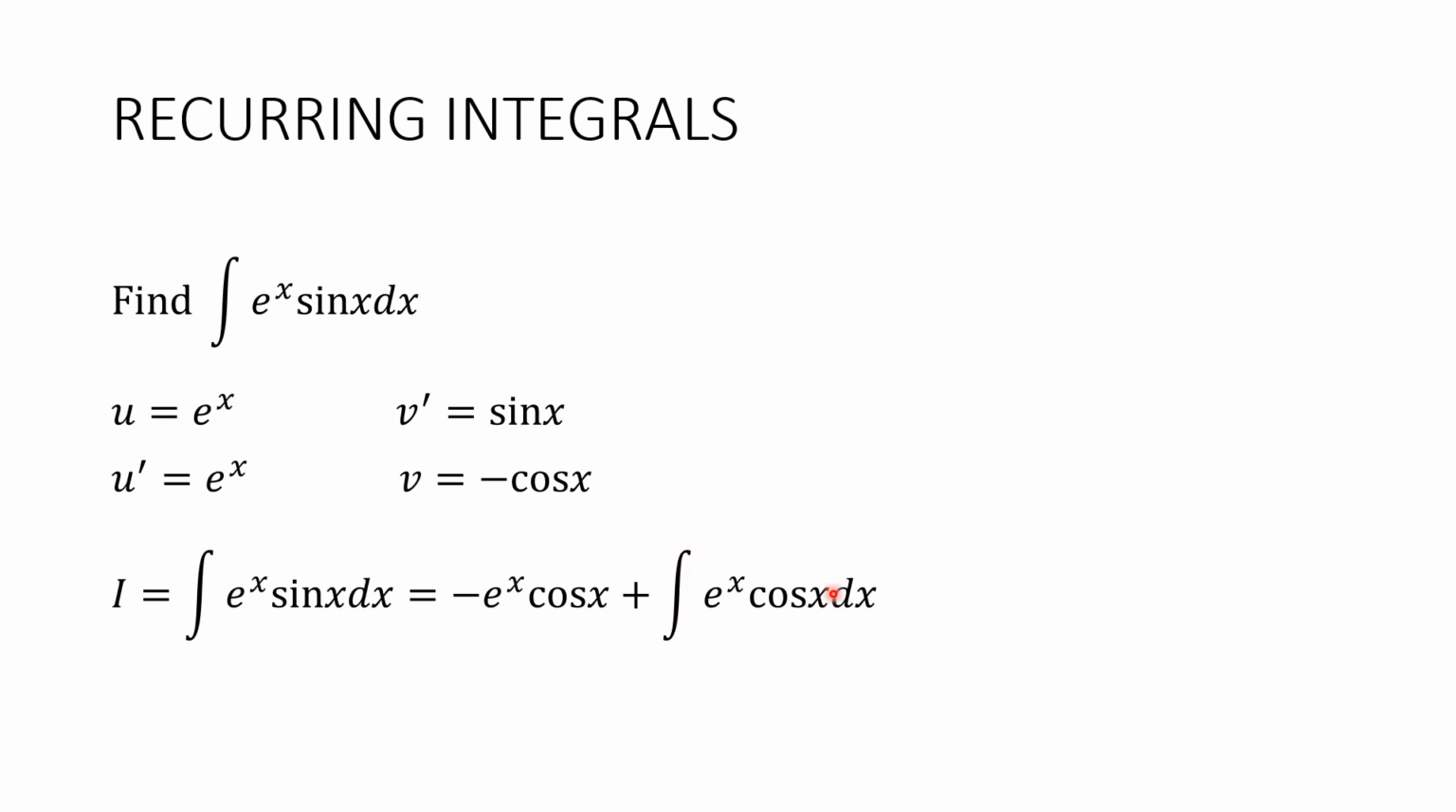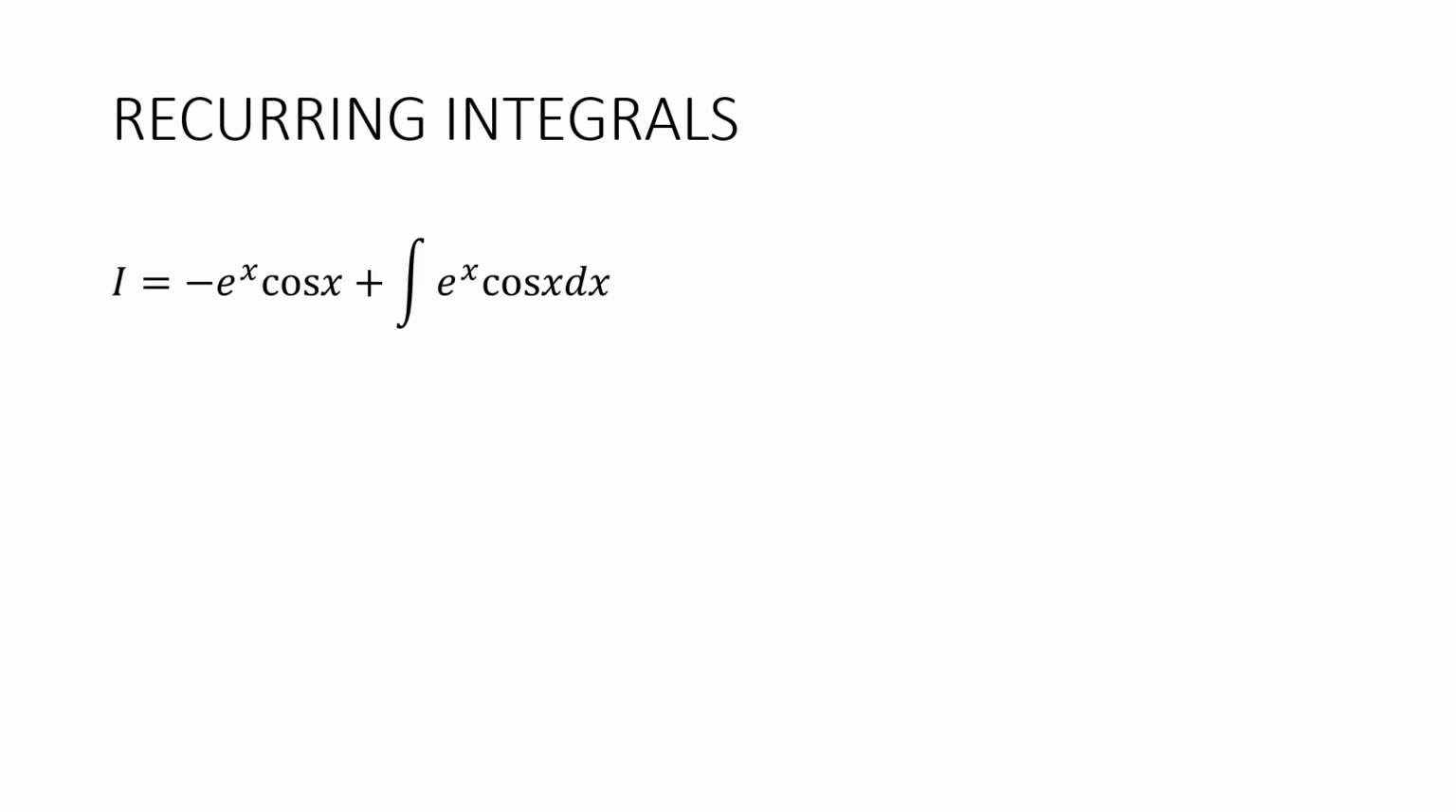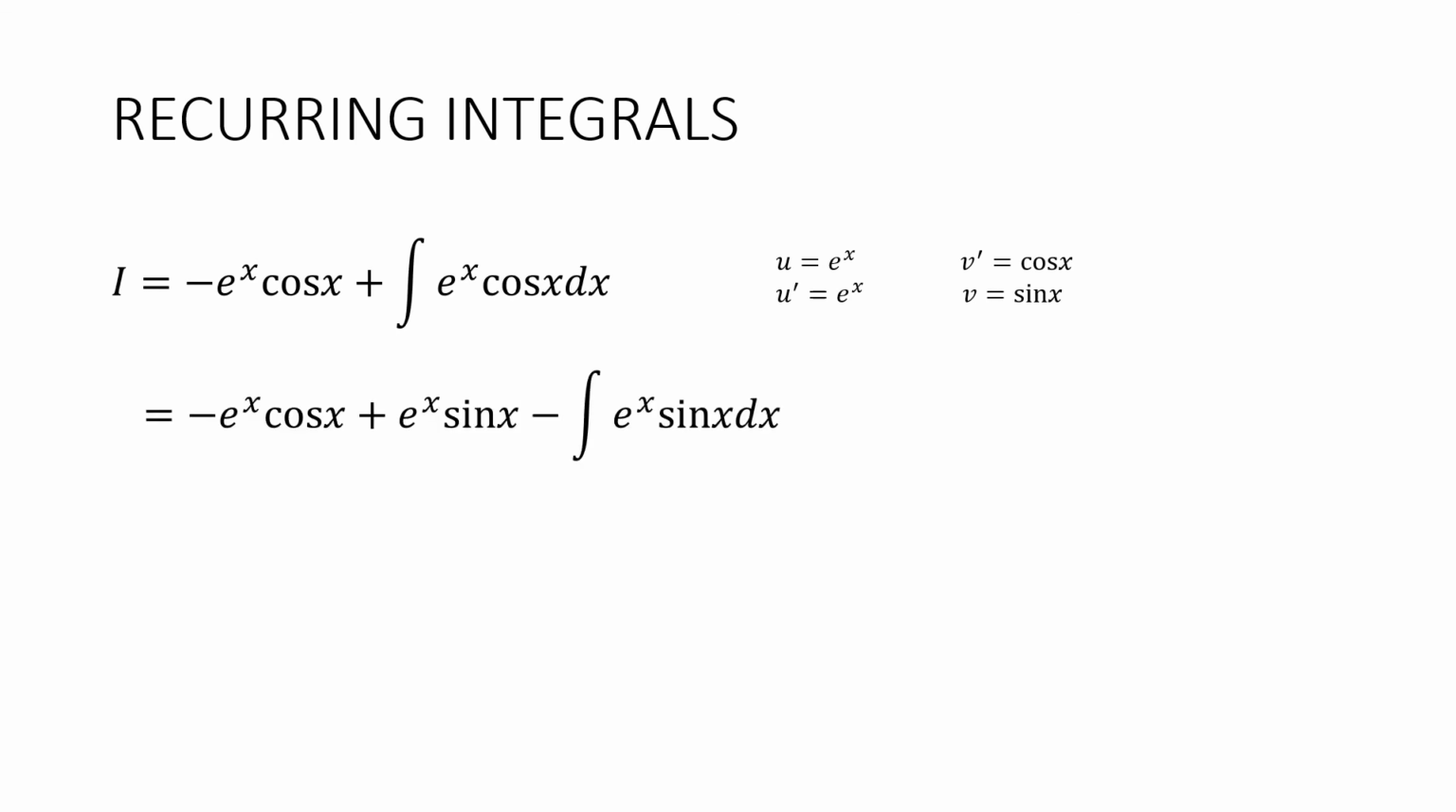Okay, and you can see how e to the x is still there, sine has become cos, but we're no closer to an answer. So I'm going to do it again. This time I'm concentrating on this integral, and again I'm going to let u equal e to the x and v dashed equal cos x. Here's the derivative of e to the x, here's the antiderivative of cos x. All right, substituting in, and I'm going to get this. This is u times v, take away the integral of u dashed v dx.